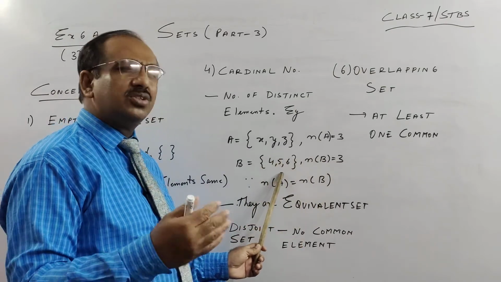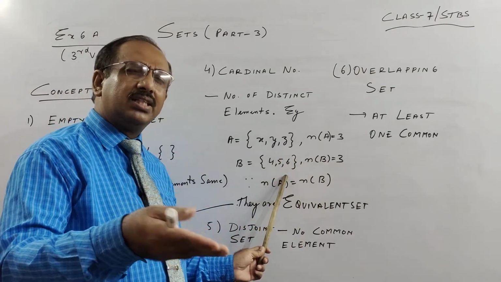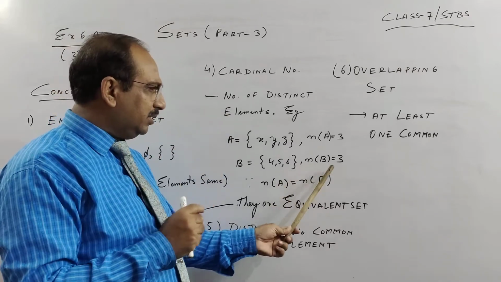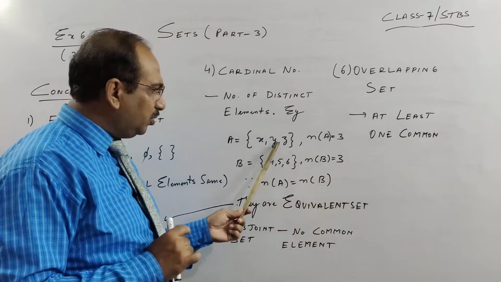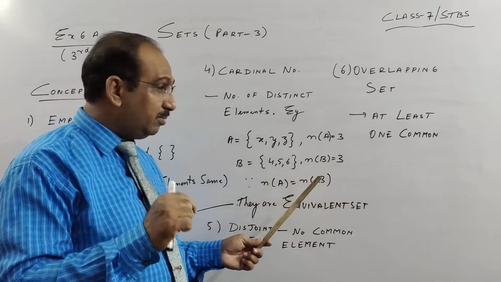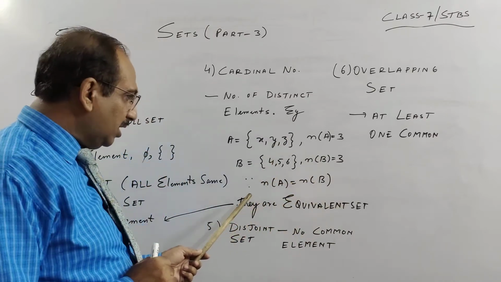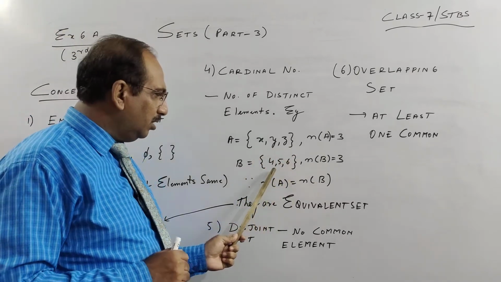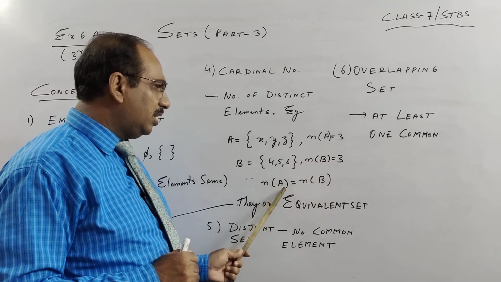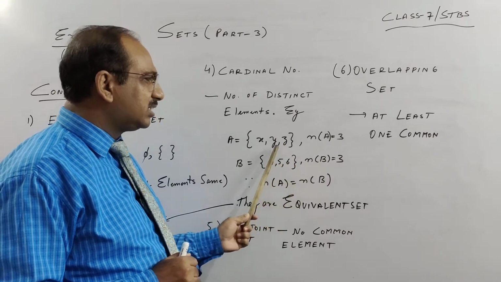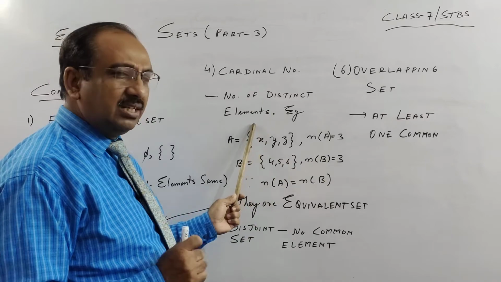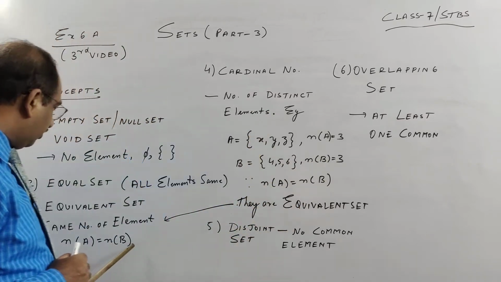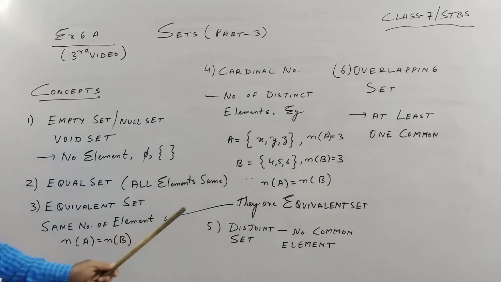So what is inside does not matter. You can take a set C, where you have cat, bat and rat. There also the cardinal number is 3. So we don't see what is inside, what the elements are, we see the number of elements. And if the number of elements is the same, see here 3 elements, then their cardinal number is 3, the number of distinct elements. So if their cardinal numbers are equal, then they are equivalent sets, children. So these two are equivalent.